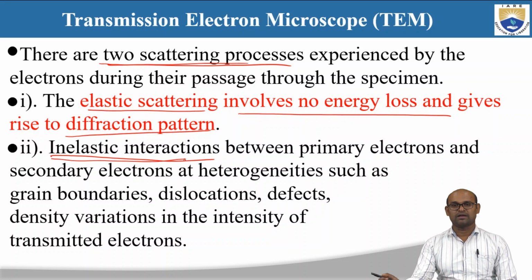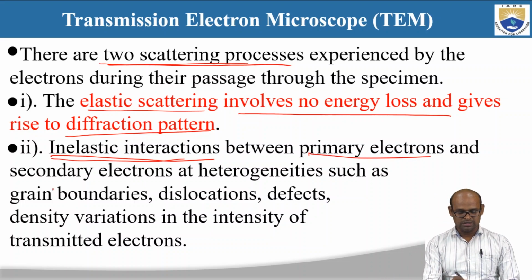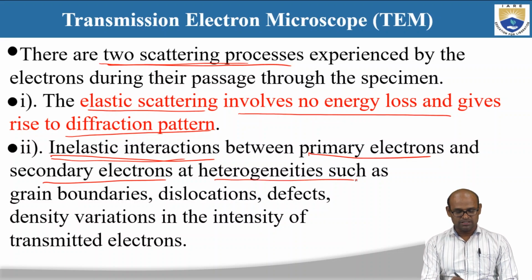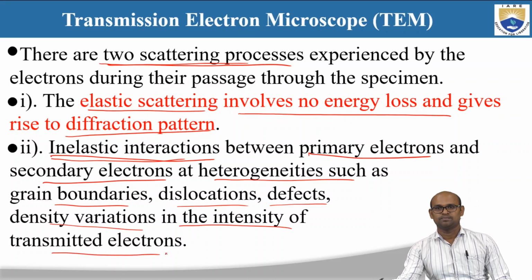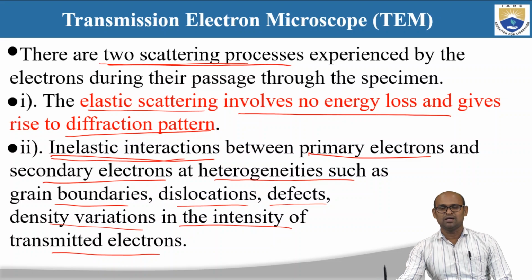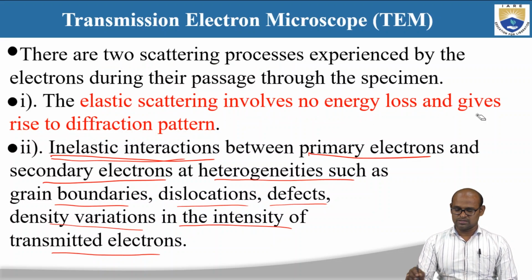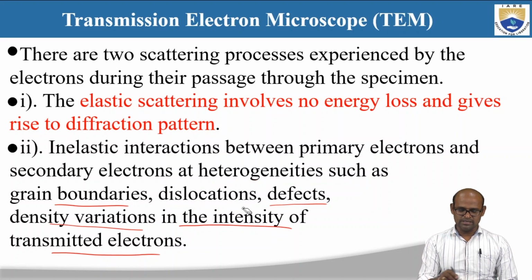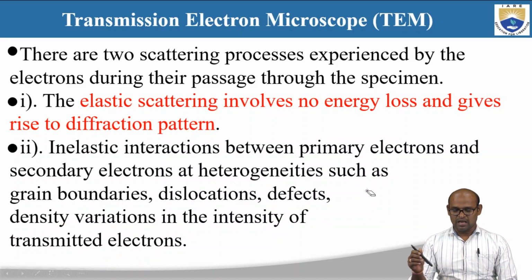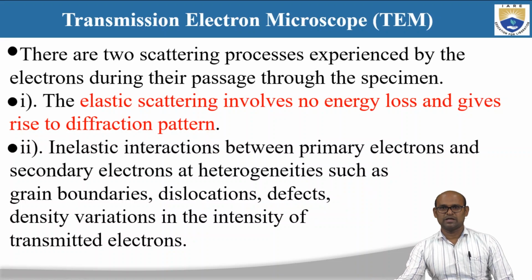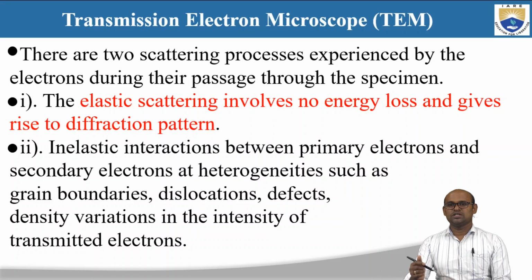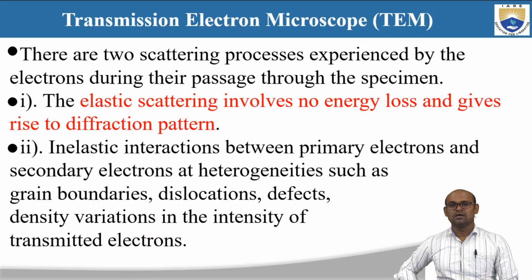Suppose there is inelastic scattering, an inelastic interaction between primary electrons and secondary electrons at heterogeneities such as grain boundaries, dislocations, defects, and density variations in the intensity of the transmitted electrons. If the specimen has any heterogeneities, then there can be inelastic scattering between the primary electrons and the secondary electrons only at these heterogeneities. Elastic scattering can occur when there are no heterogeneities, but inelastic scattering can occur only when there are heterogeneities such as grain boundaries, dislocations, defects, and so on.